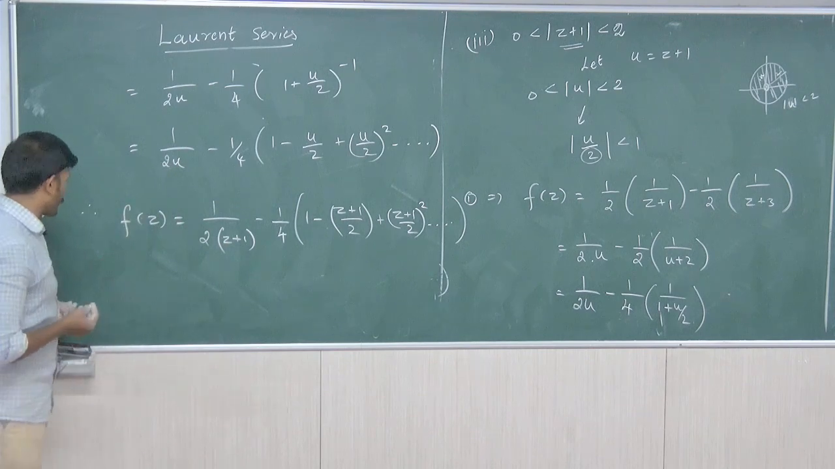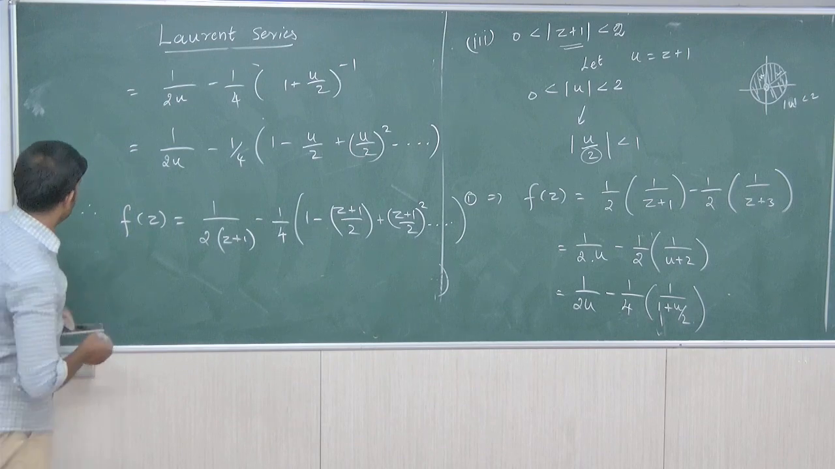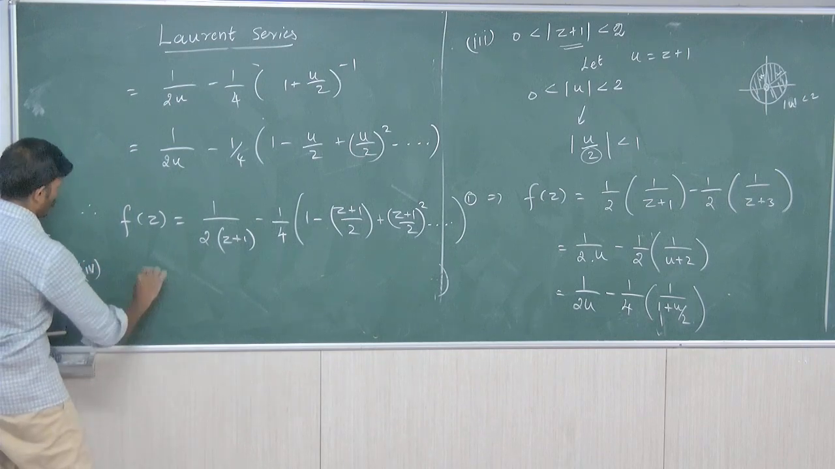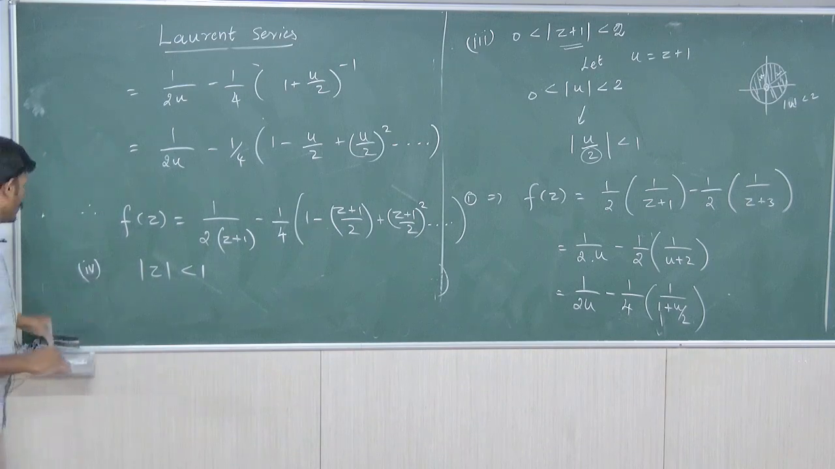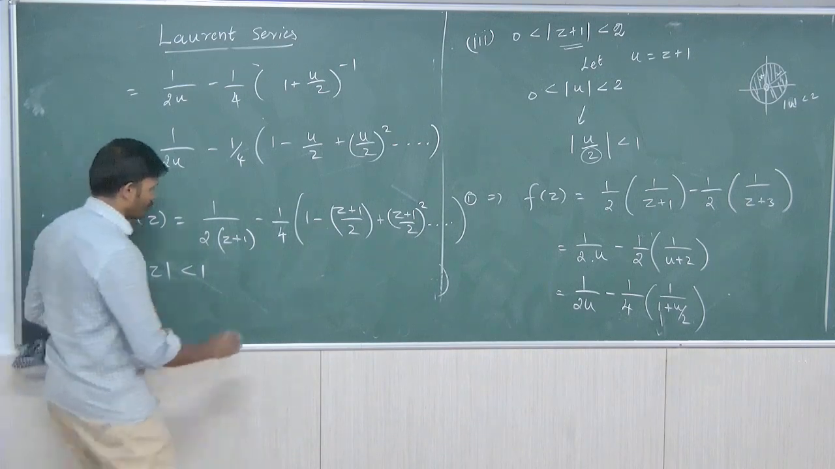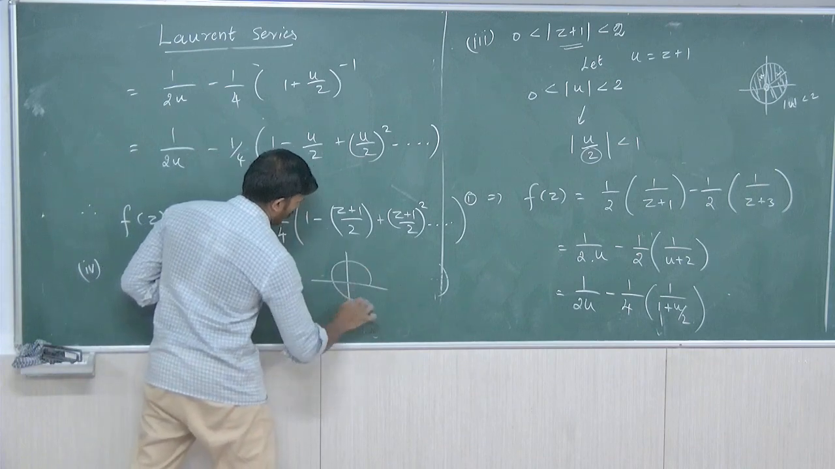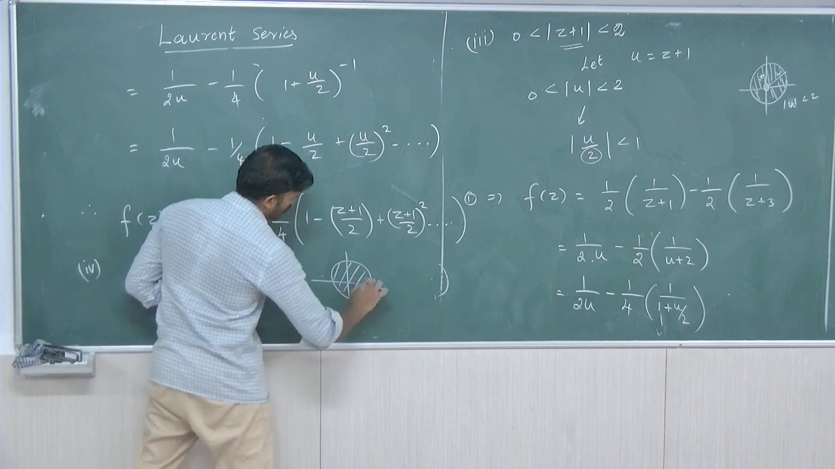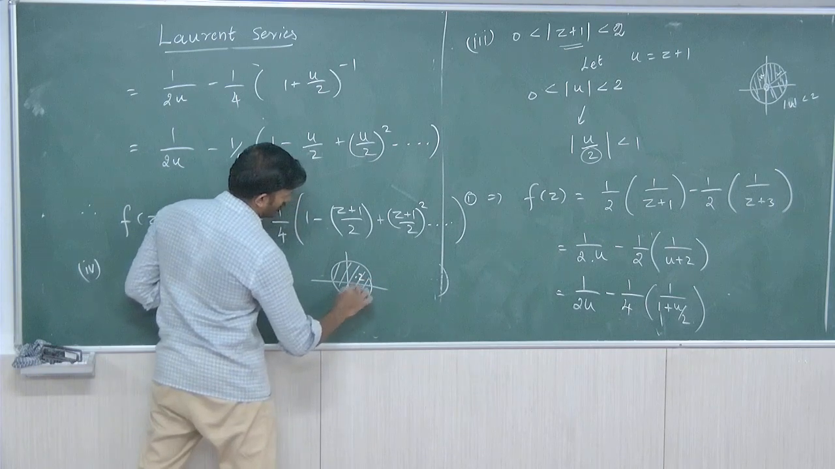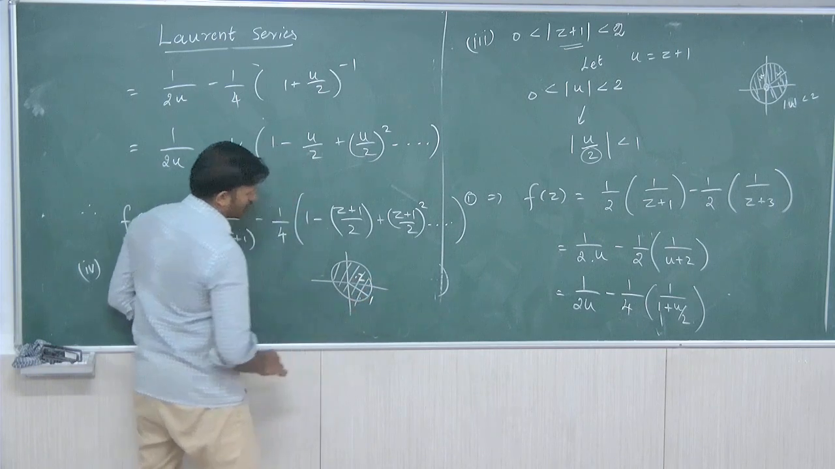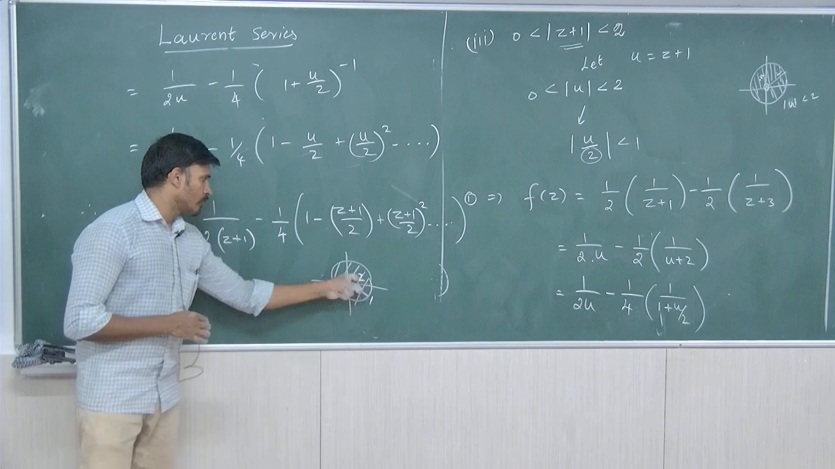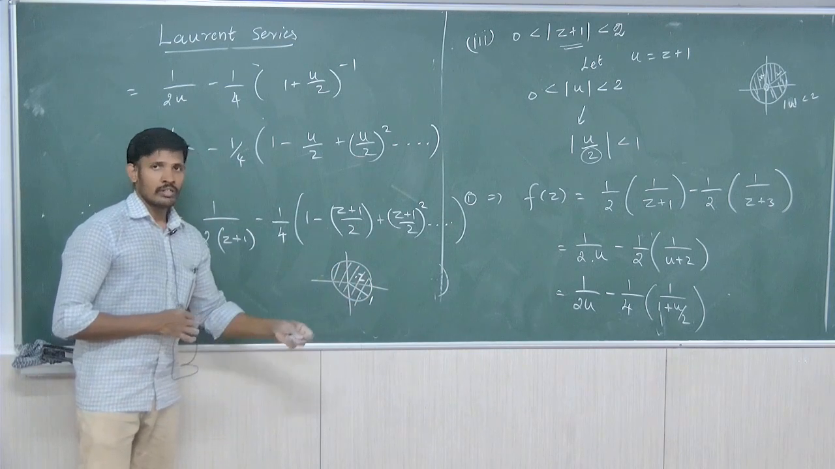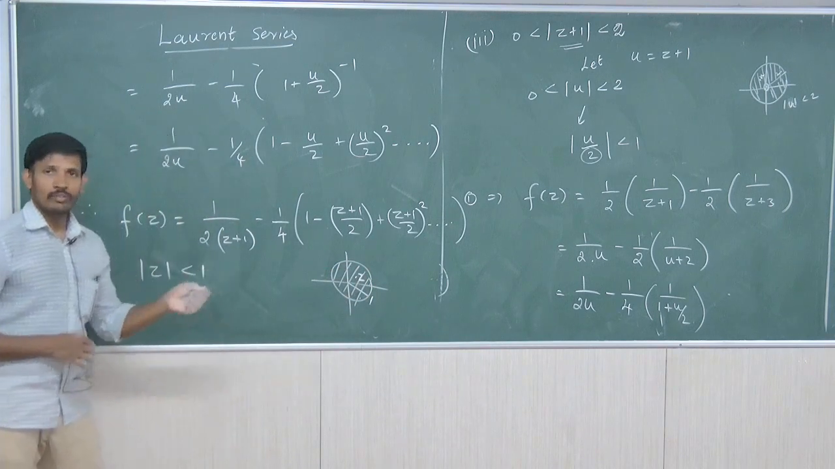So the next one, the last one, is modulus z less than 1. Suppose you draw the region; if you take any value z inside the region, that value should be less than 1.